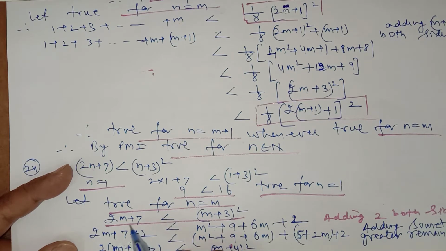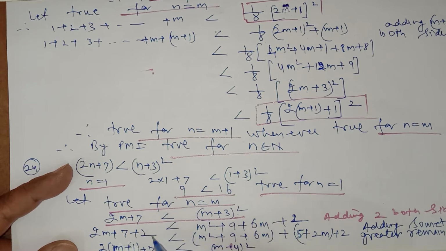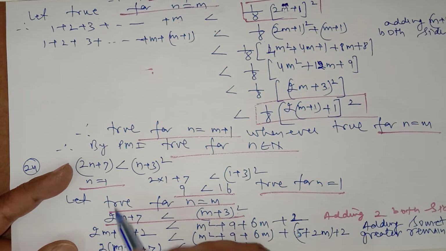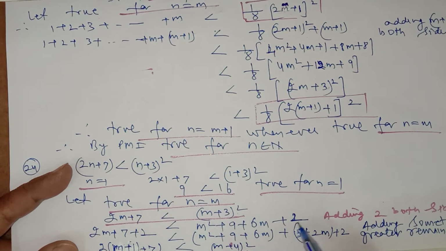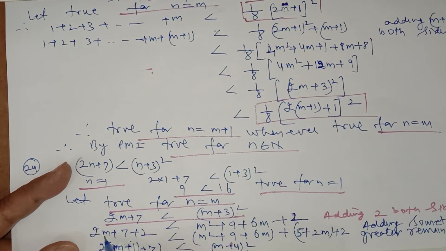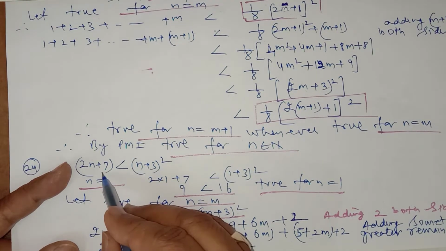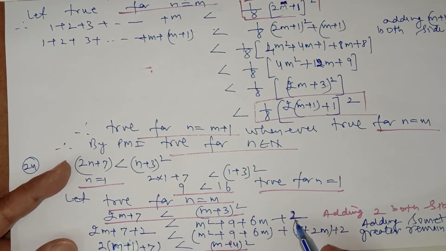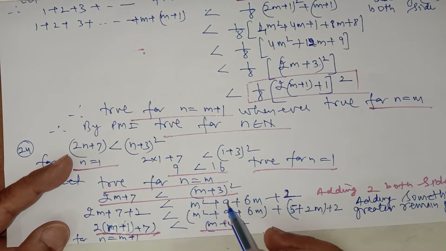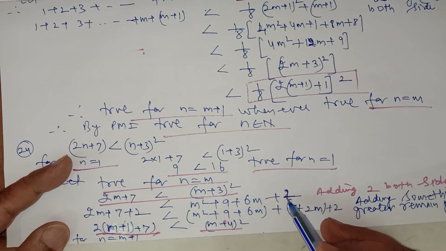So this is a somewhat different question from the above. Because I need 2(m plus 1) plus 7 in the left hand side, I have added 2 on both sides. 2 plus here, 2 plus here. Simple arrangement is there. Adding 2 on both sides, you can take 2 common in these two terms, which gives 2(m plus 1) plus 7. And this is the next term of the left hand side. Now in the right hand side we have added 2. So it comes out to be m square plus 9 plus 6m plus 2.